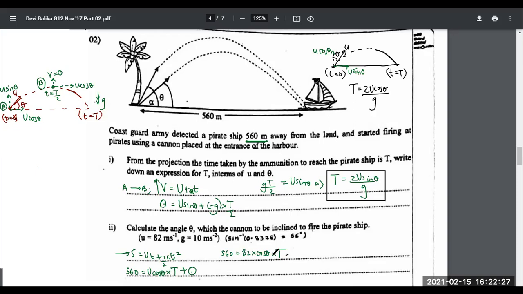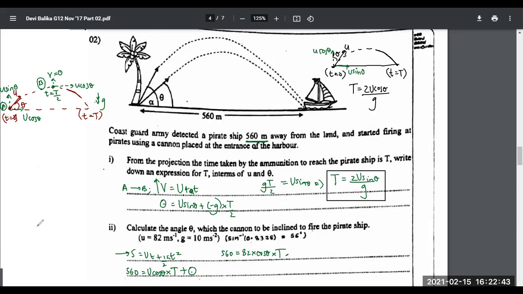Theta. Okay. No, no, we need to find out the angle theta. Angle theta, we don't know that. So what's the plan here? Will we have to go for the equation, people?